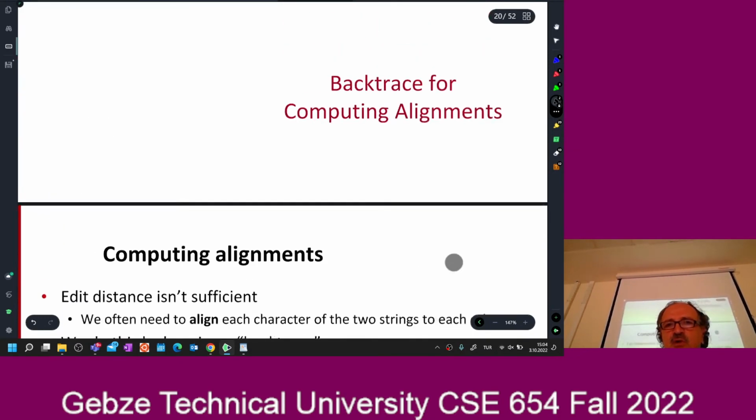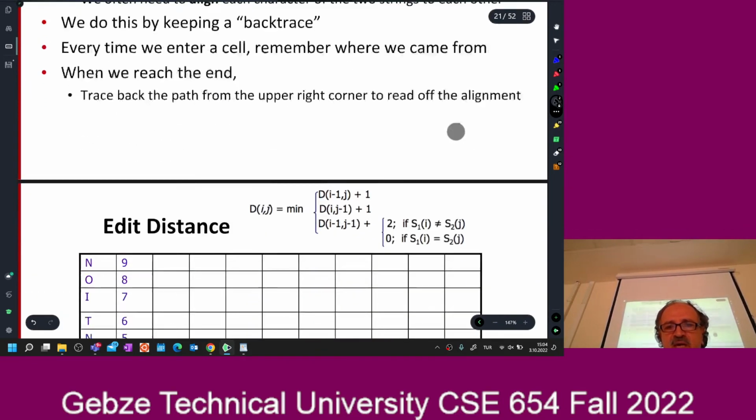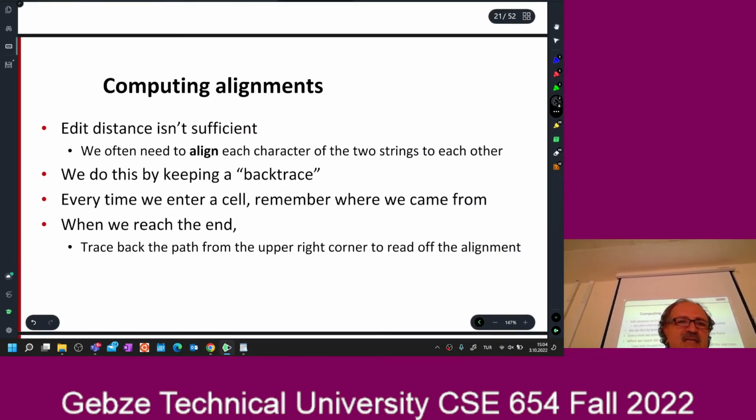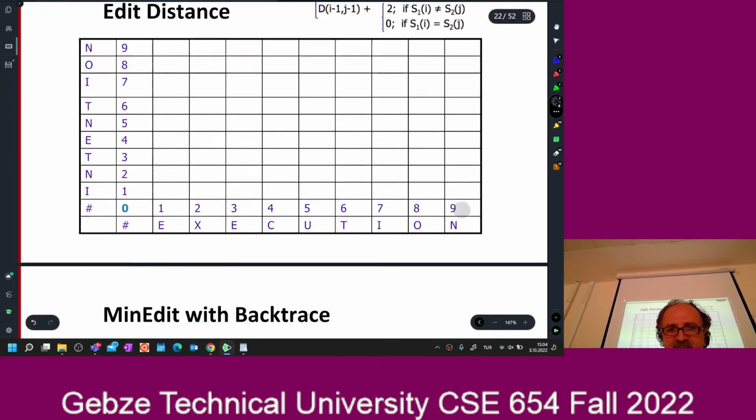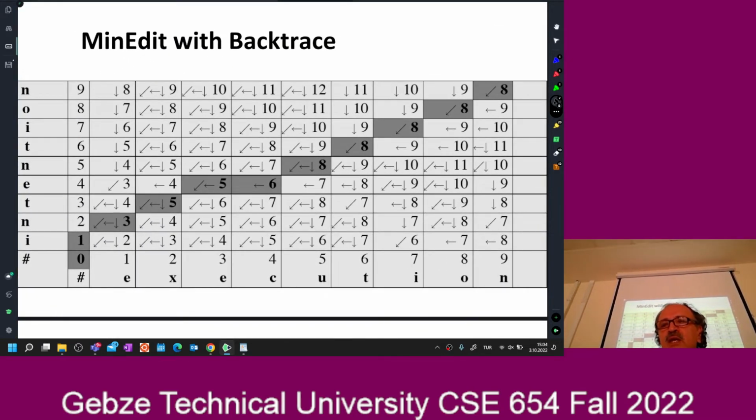That's called backtrace for computing alignments. So this is what we are going to do. Edit distance isn't sufficient all the time. We need to keep the backtrace of how we made that decision. When we reach the final box, we have to go back and follow the path. So this is basically what you do: you keep where you came from.